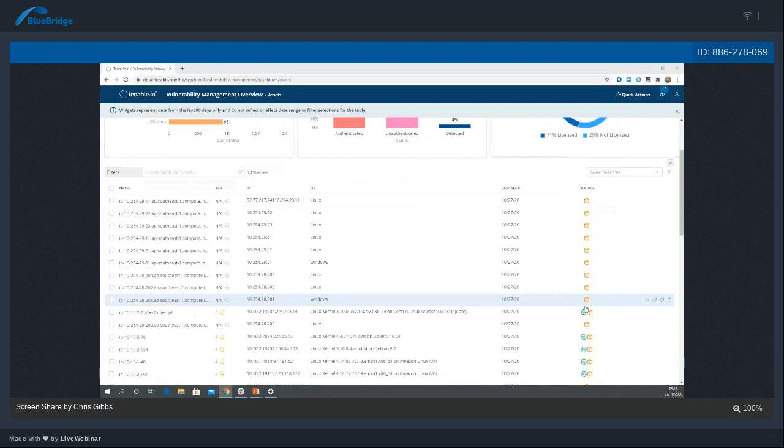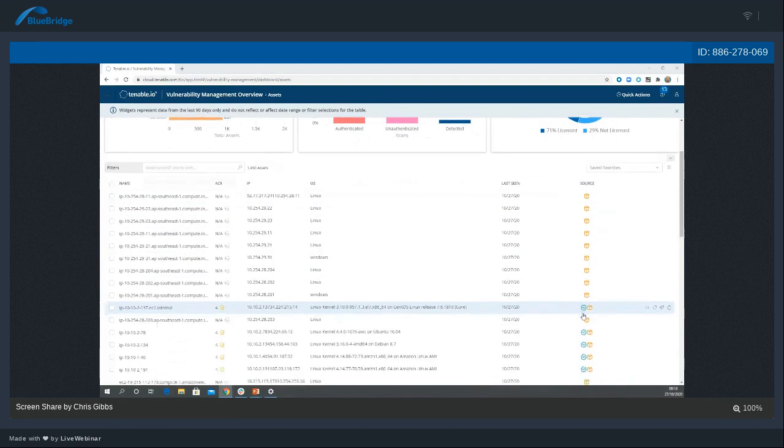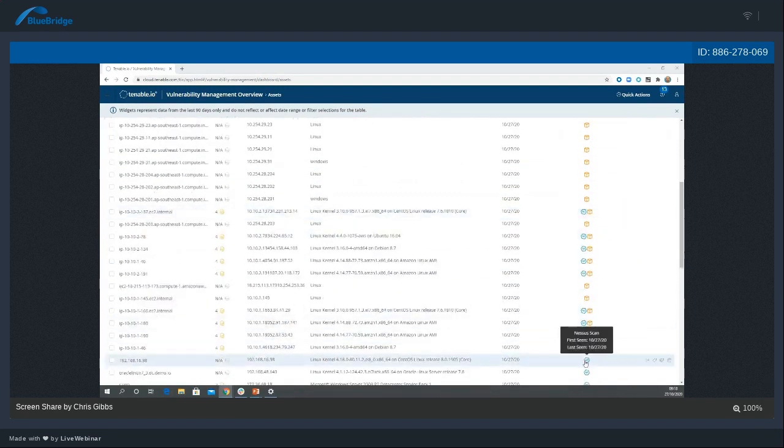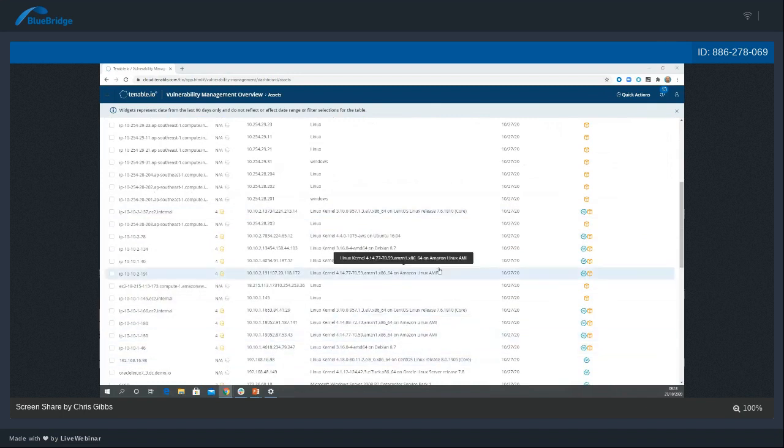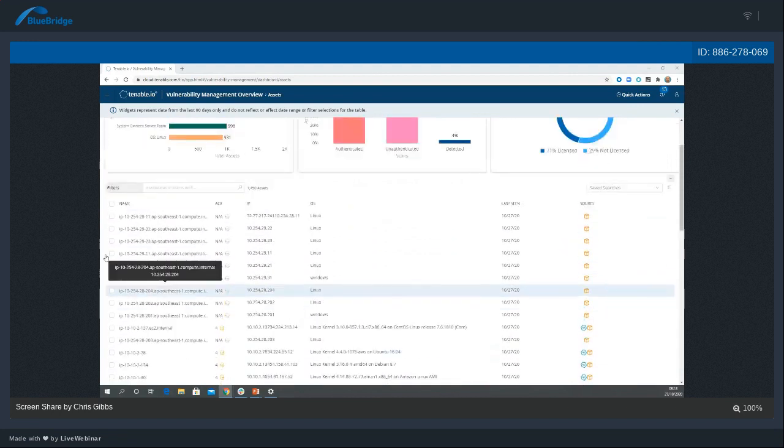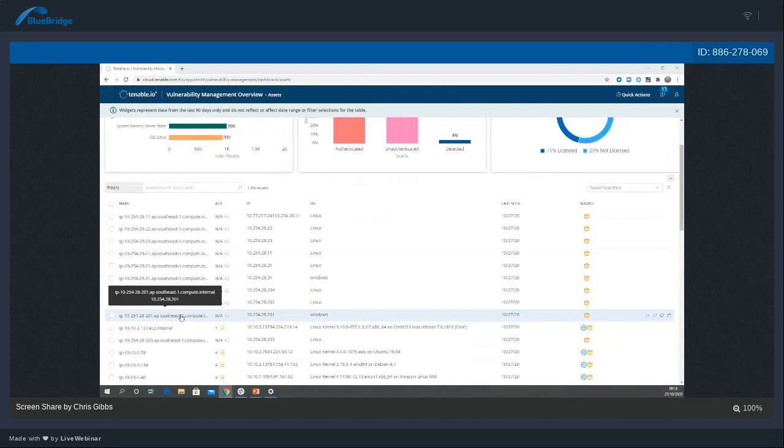Has it been a connector? Has it been a scan? And that might be a discovery scan. It might be a full scan. There's the agent as well to think about. There's an icon for that. So these tools allow you to pull the asset data into the platform. And you can then view the data about those assets. And we'll take a look at this in a bit more detail a bit later on.